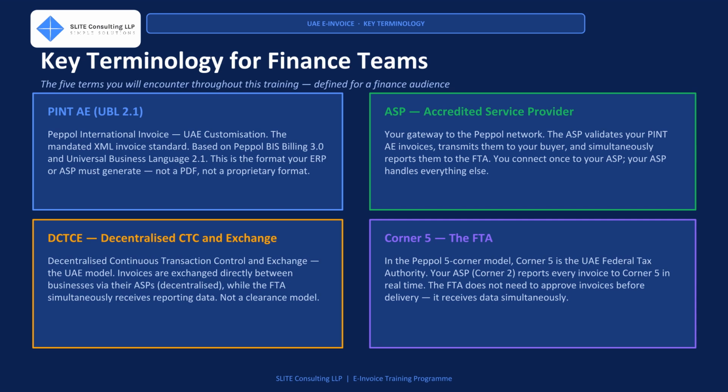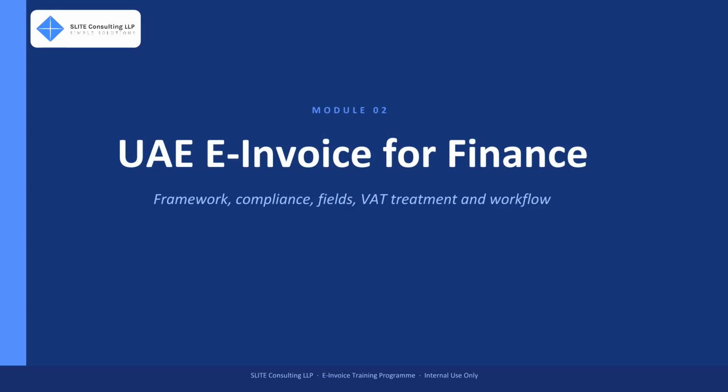Module 2 is where we get specific to the UAE. Module 2, UAE E-Invoice for Finance. Now we get into the UAE specifics, the legal framework, the document types, the mandatory fields, the flow your invoice takes through the network, the VAT accounting treatment, how to handle credit notes, and what changes in your AR and AP processes. We will close with the readiness checks, the most common errors, the archiving rule, and a final checklist. 14 slides, most are reference material your team will come back to, so this is the section to take notes on.